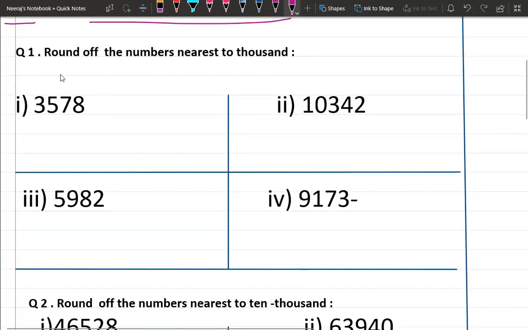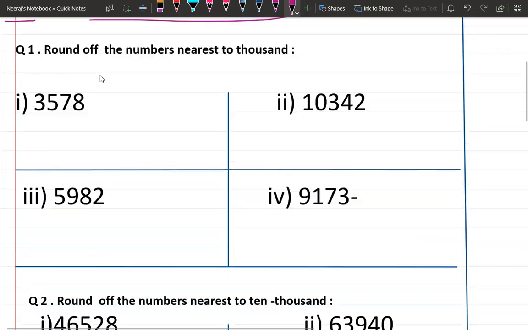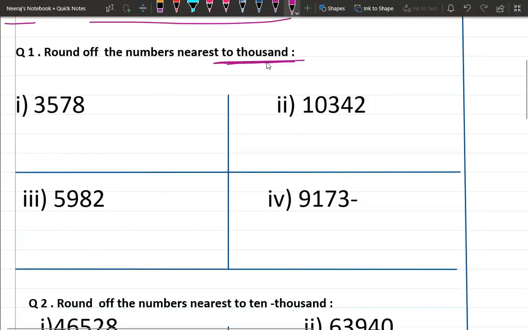So the first question is that you have to round the number nearest to 1000. You have to see the thousands place. You are rounding the thousands place. Here we have a 4-digit number, that is 3578. In this, 3 is on the thousands place, but we have to consider the right digit next to the required place. So we'll see the digit 5.